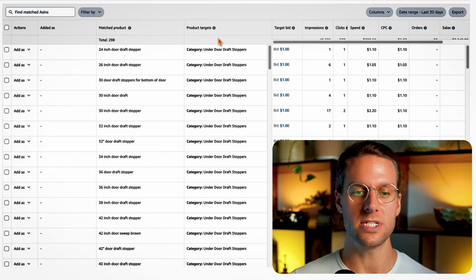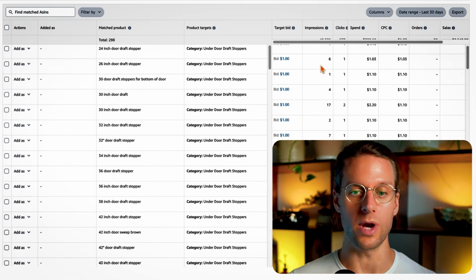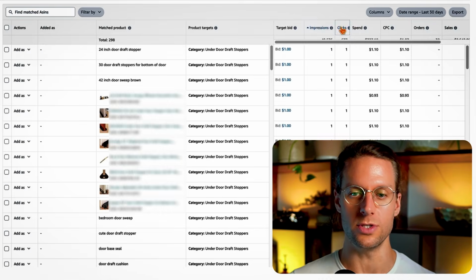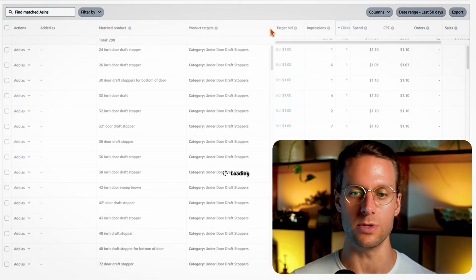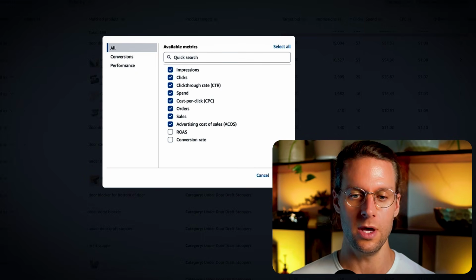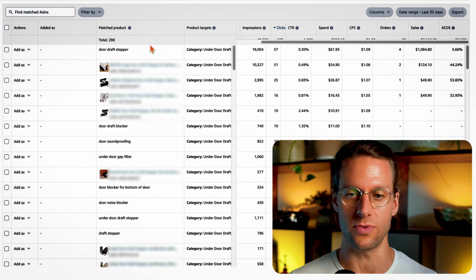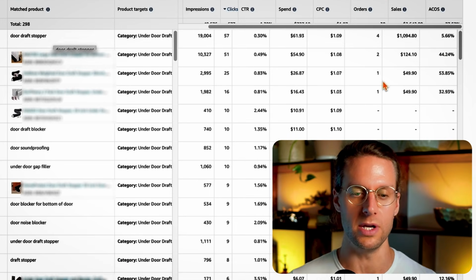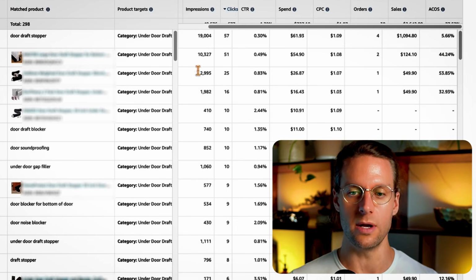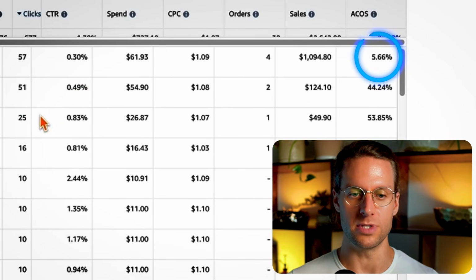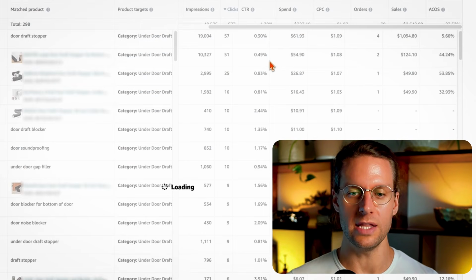Now let's take a look at the search term tabs to see what we're actually showing up for. And again, we want to order this by clicks so that we're looking at the most important things first that are getting the most clicks. We also want to see click-through rate. So we're going to add that to the column so we can see what the click-through rate is for each of these search terms that we're showing up on. And you'll see, again, we have a mix of product targets and search terms in here. But in our case, this top search term is doing amazing. It's got a 5.5% ACoS. It's doing great. These other ones are producing a lot less data.